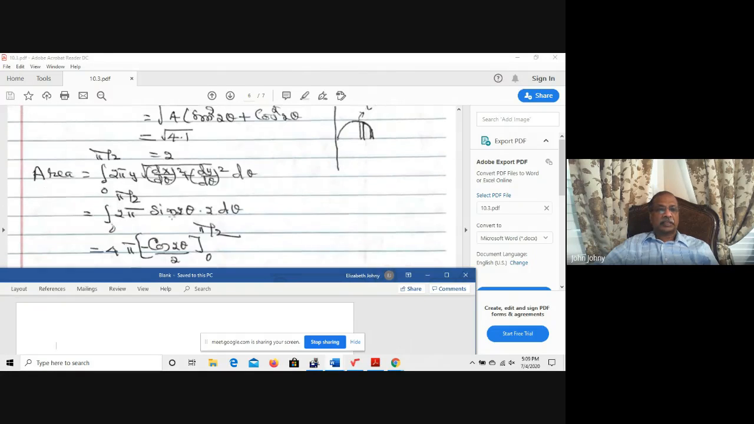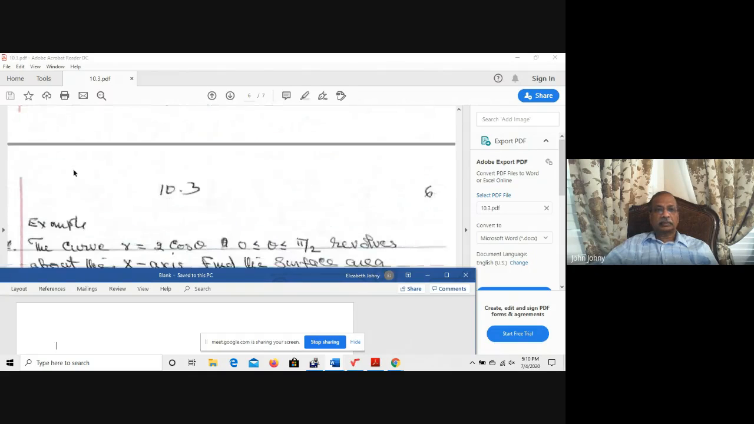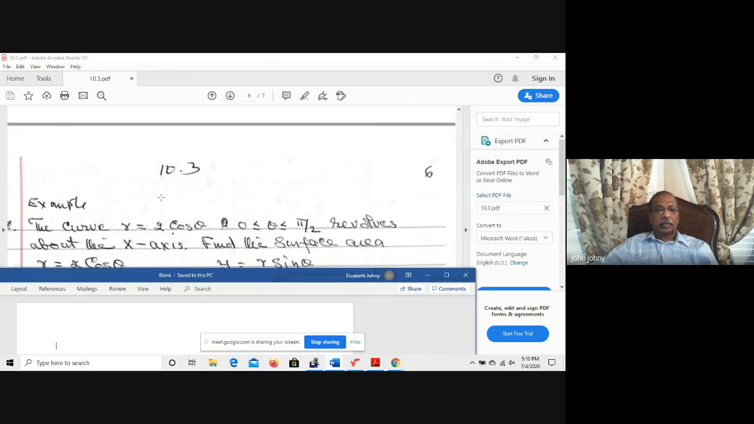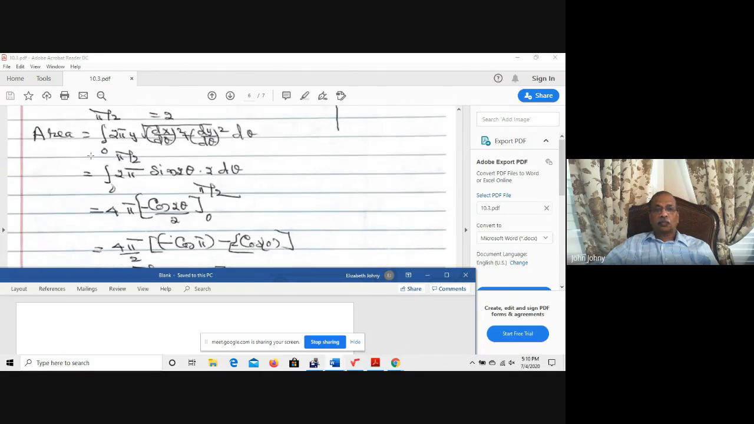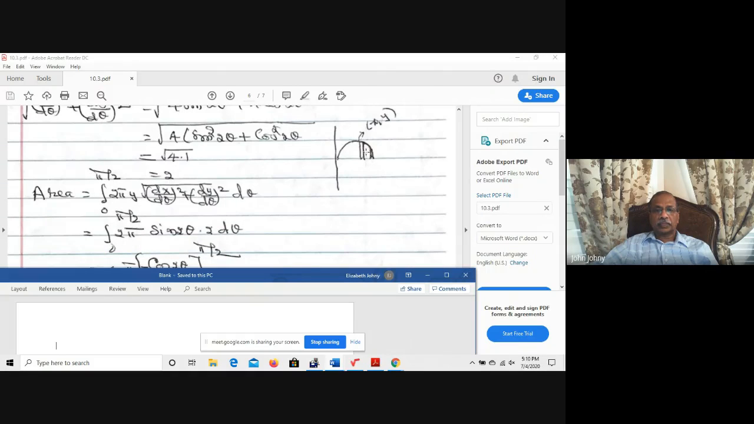Therefore, the surface area is the integral from 0 to pi over 2, that is given here, 0 to pi over 2, of 2 pi y, because the radius is y. In this case, this is the radius. You imagine when this revolves about the x-axis, this strip becomes a small cylinder with thickness delta x, and the radius of that is y. That is why here you have 2 pi y times the square root of (dx over d theta) squared plus (dy over d theta) squared d theta.